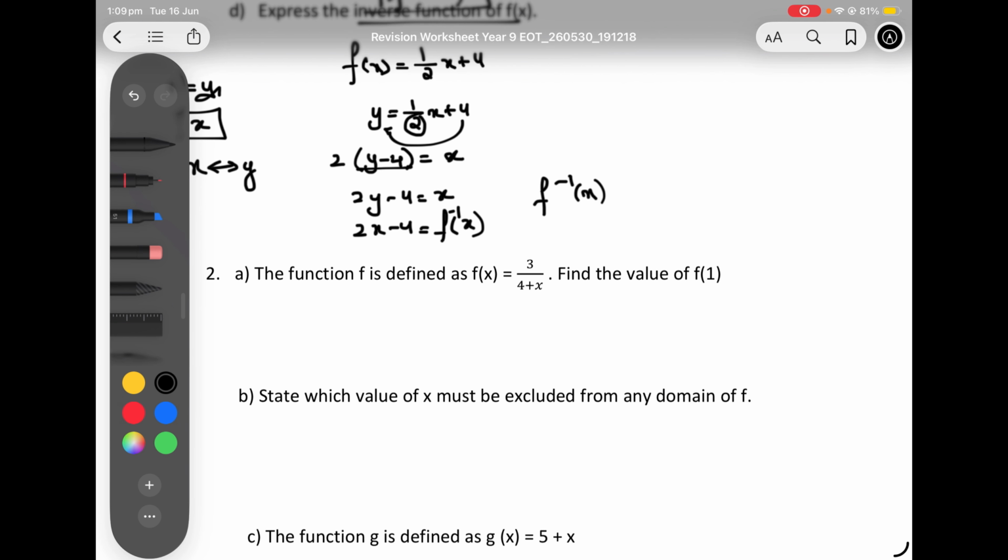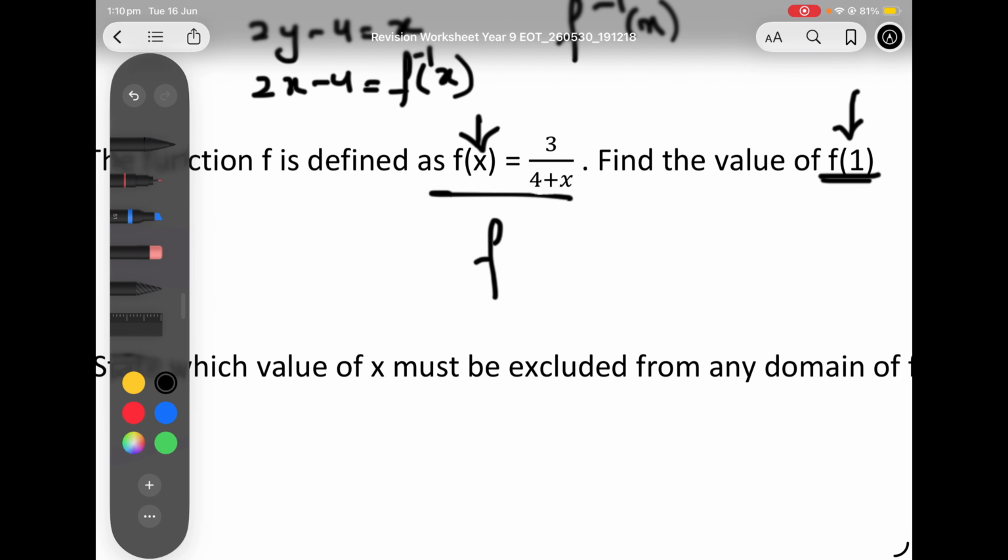The next is, if the function f of x is defined as this, find the value of f of 1. That means in place of x, it was x here, now it has been replaced with 1. You are supposed to substitute it and then see it. So that becomes f of 1 is equal to 3 over 4 plus 1, that is equal to 3 over 5. That is it.